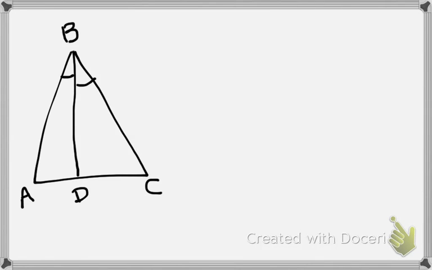Alright, our last theorem for today involves angle bisectors. If one angle of a triangle is bisected, and bisected means to be cut in half or into two congruent parts, then the angle bisector is going to divide the opposite side of the triangle into two segments that are proportional to the other two sides.